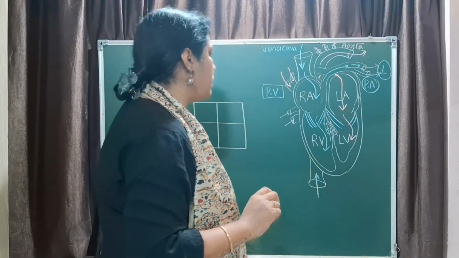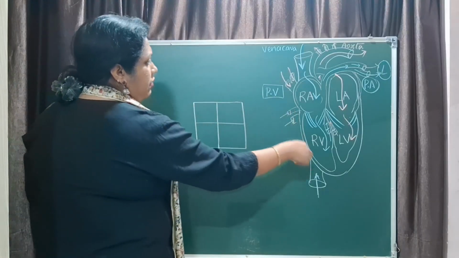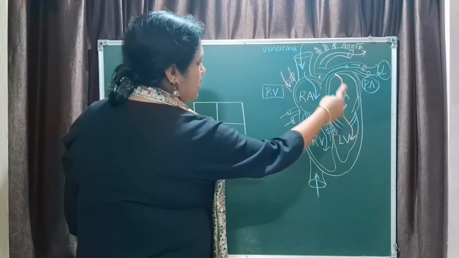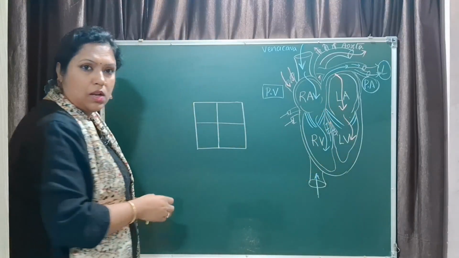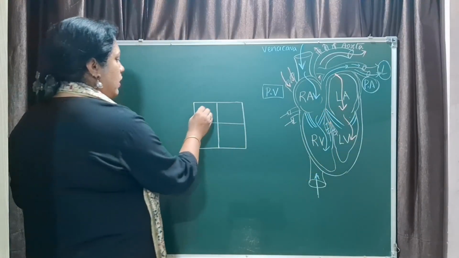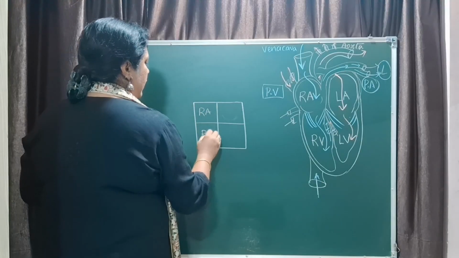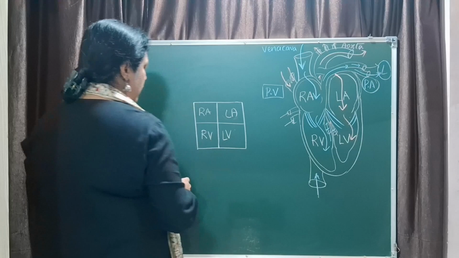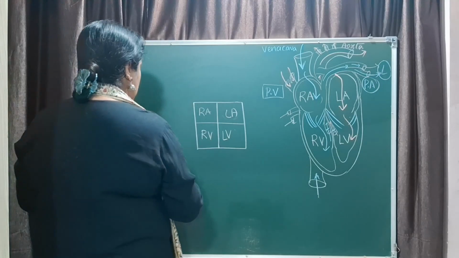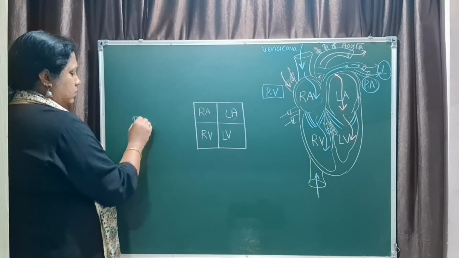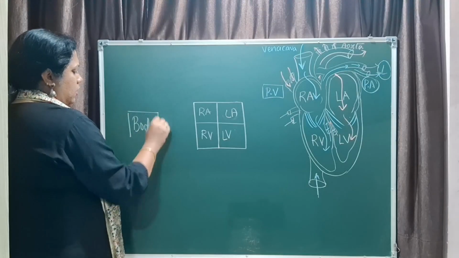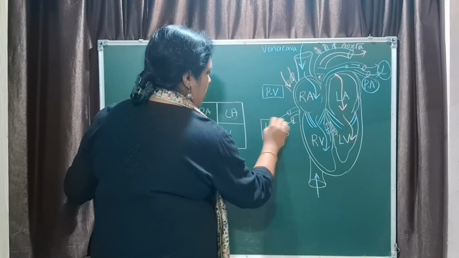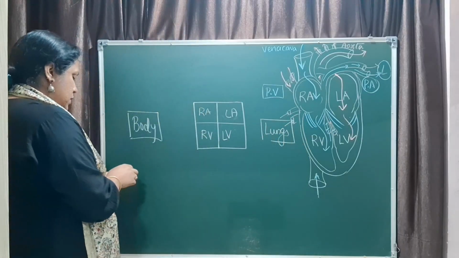So let us understand the circulation part. I have just changed this complex structure into a small box structure. Okay, so you have the right auricle, the right ventricle, the left auricle, and the left ventricle. Correct? Now what happens? You have your body and you have lungs. Okay. Now what happens from the body?